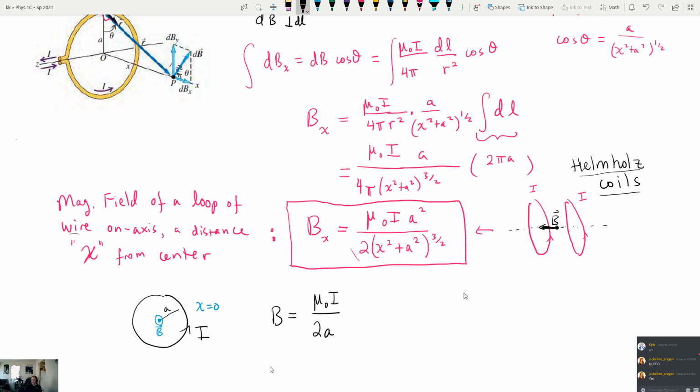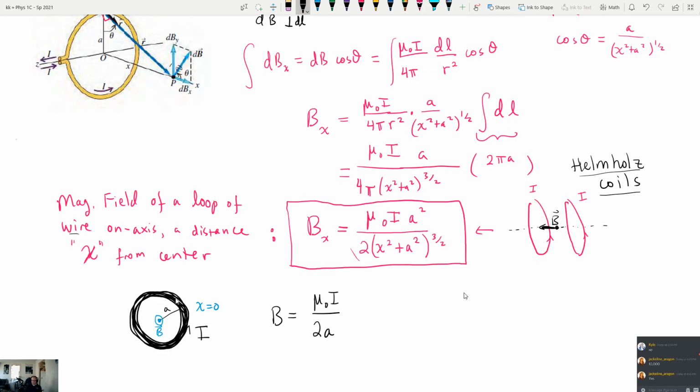But suppose that I take the exact same setup and I say, you know what, mu naught I over 2A, that's just not enough magnetic field. I want more magnetic field. How do I get a bigger magnetic field at that location? Well, instead of just using one loop of wire, I can wind as many loops of wire as I want in this same arrangement, and they can all have the same current flowing through them.